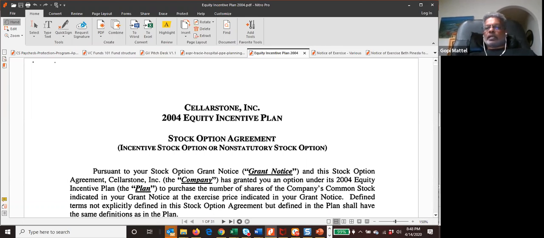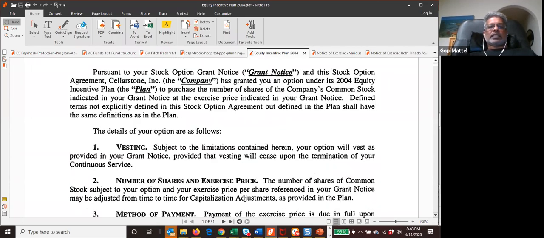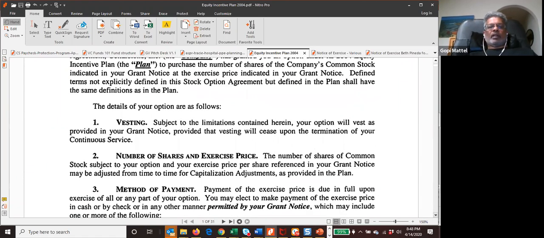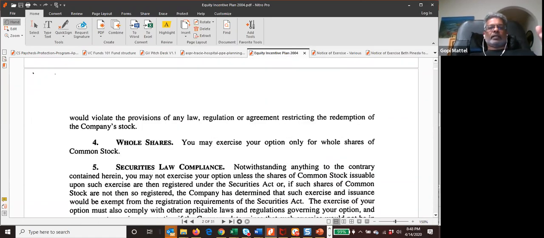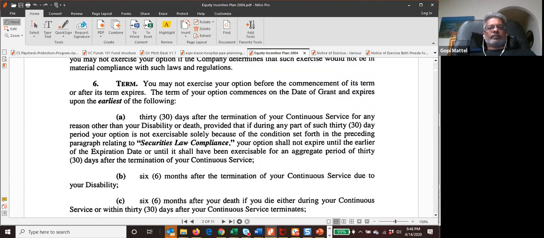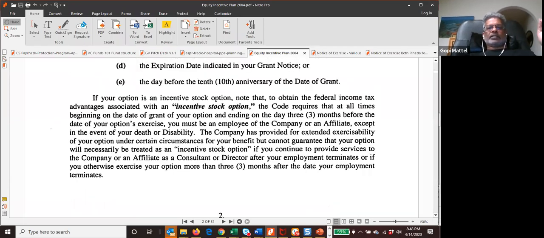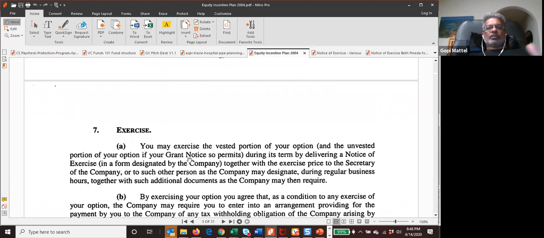So the important key things to notice here are all the definitions, vesting, number of shares, exercise price, method of payment. All of these are typical, right? You already kind of get what I'm talking about here. And compliance to laws, various other things, like what happens if you're terminated or you're dead or all those kinds of things. So there'll be a lot of those kinds of things. There'll also be information about how to exercise it, okay?